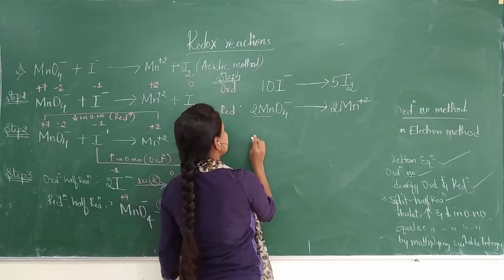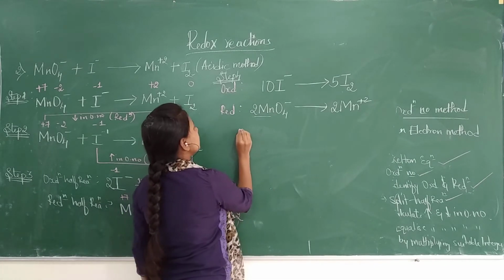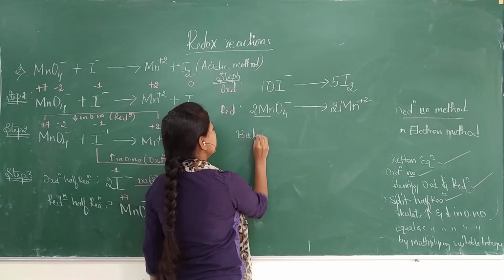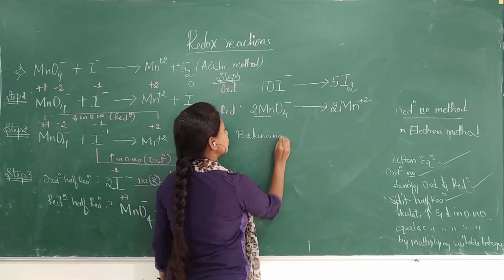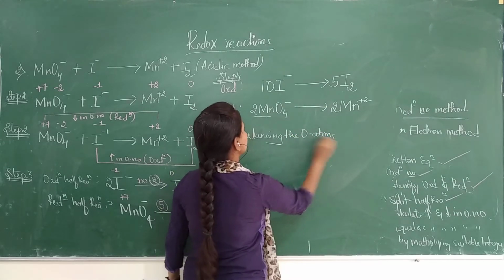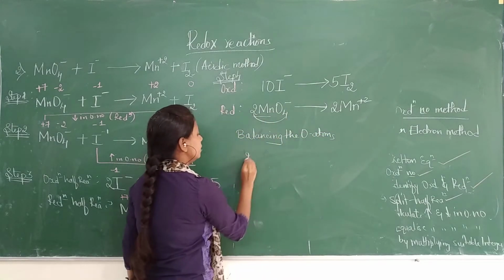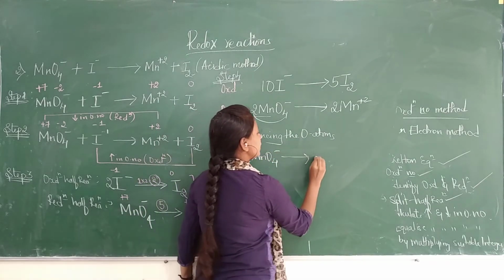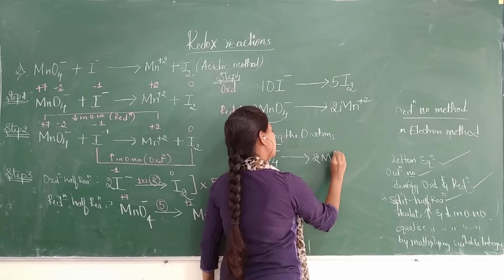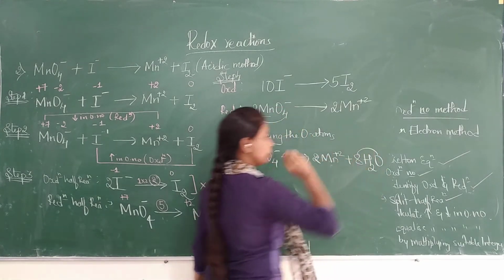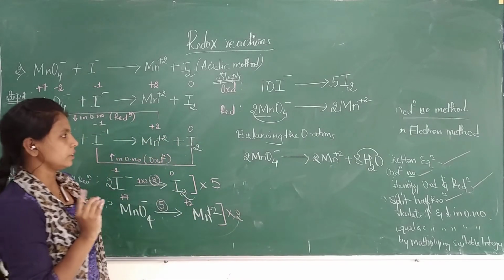How many oxygens are there? 4 oxygen, so 8 oxygen. Balancing the oxygen atoms: as there are 8 oxygen, we will write it as 8 H2O, which means you have balanced the 8 oxygen now.